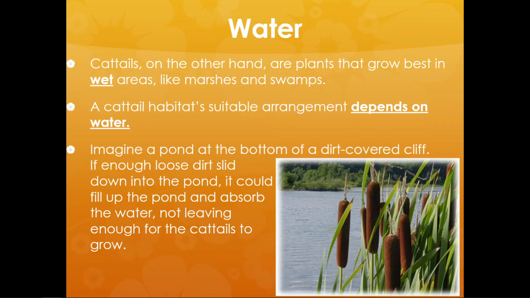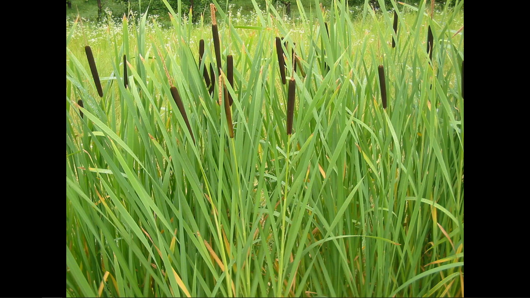All right, so imagine a pond at the bottom of a dirt-covered cliff. If enough loose dirt slid down into the pond, it could fill up the pond and absorb the water, leaving not enough for the cattails to grow. All right, so this is a larger section of a cattail patch.